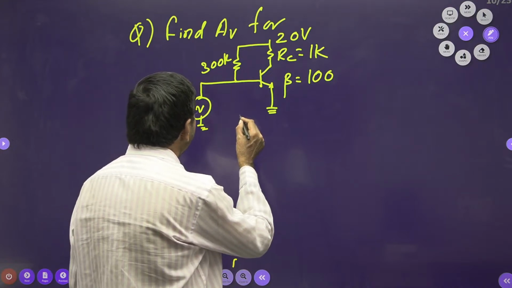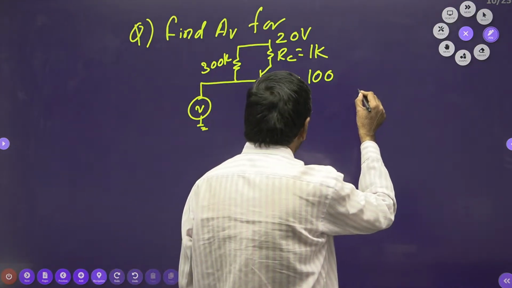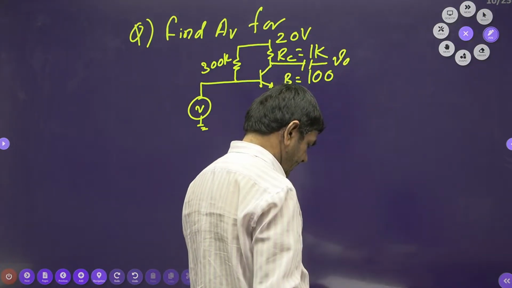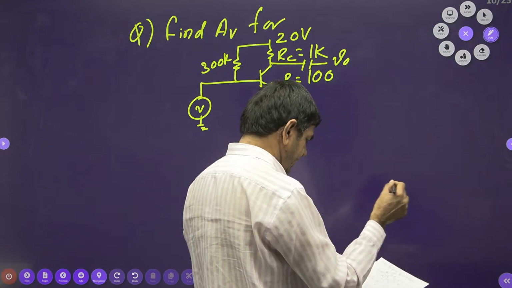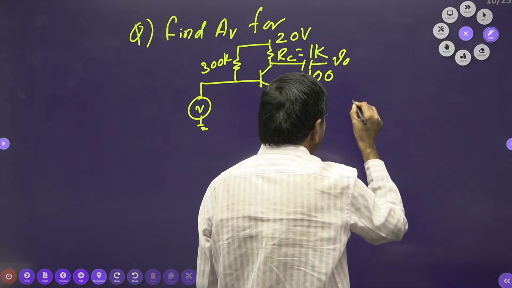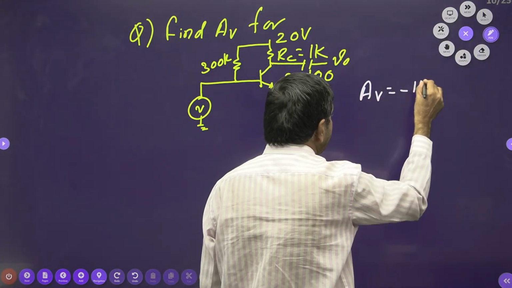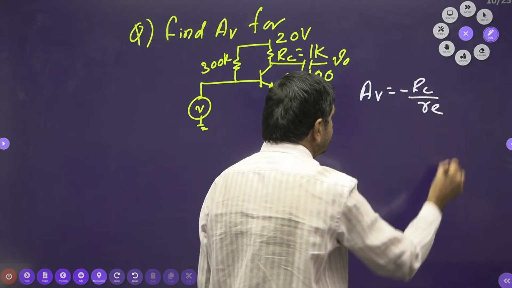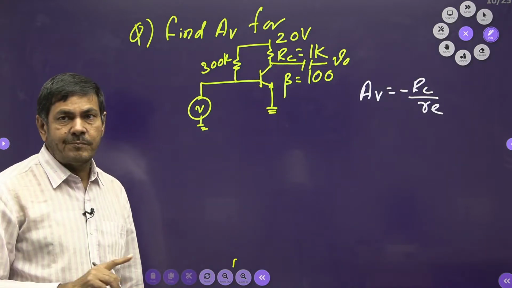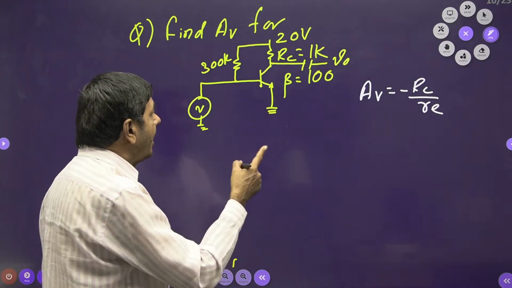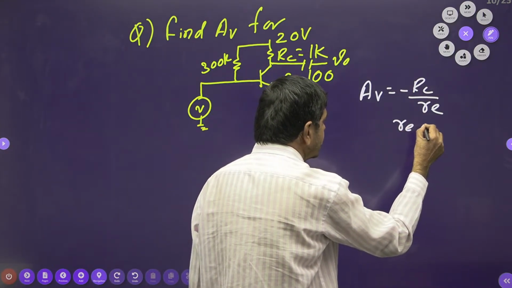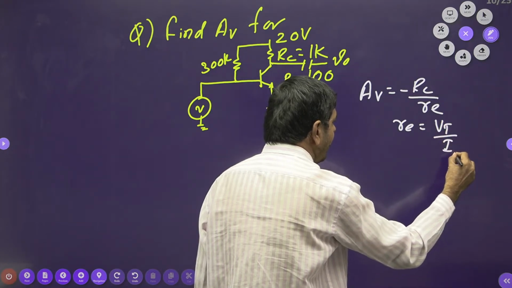The voltage gain is what I want to take as output across this, and that is given. The output is taken here, and the voltage gain is nothing but minus RC by small re. Type 2 has the emitter connected to the ground, but the formulas are the same. But I can get re only if I know the IE value, using VT by IE under DC analysis.